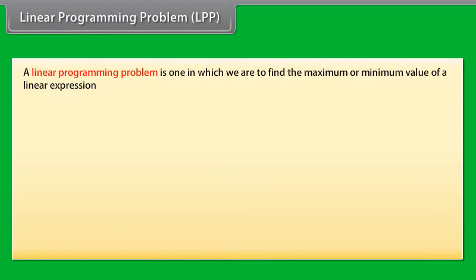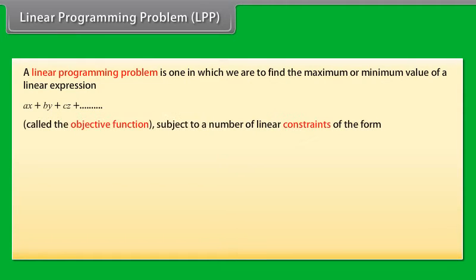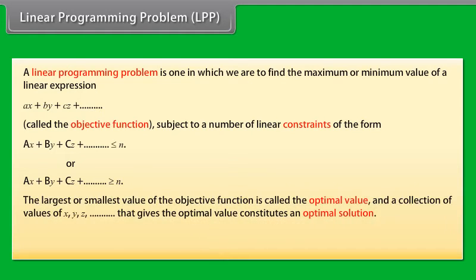Linear programming problem, LPP. A linear programming problem is one in which we are to find the maximum or minimum value of a linear expression, ax plus by plus cz plus and so on, called the objective function, subject to a number of linear constraints of the form ax plus by plus cz plus and so on till less than or equal to n, or ax plus by plus cz plus and so on till greater than or equal to n. The largest or smallest value of the objective function is called the optimal value, and a collection of values of x, y, z and so on that gives the optimal value constitutes an optimal solution. The variables x, y, z and so on are called the decision variables.